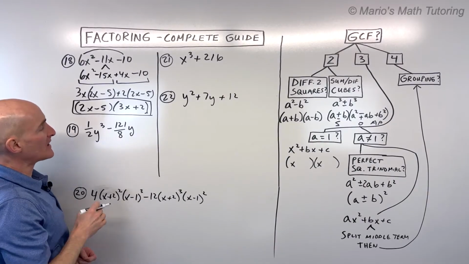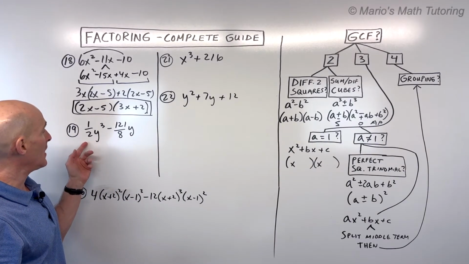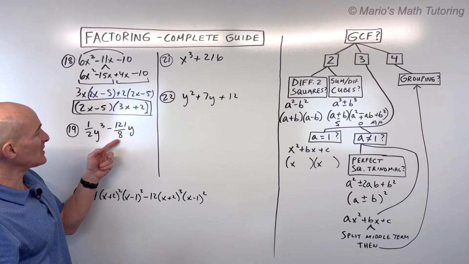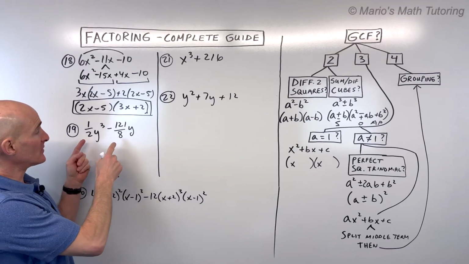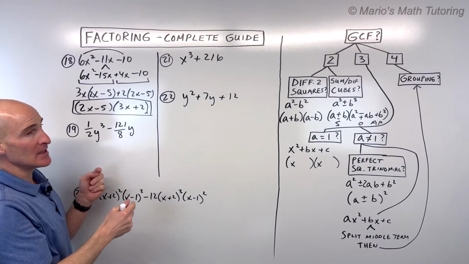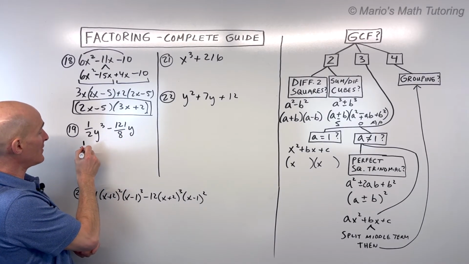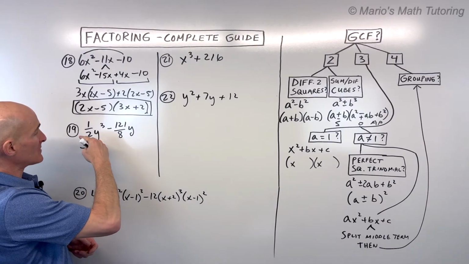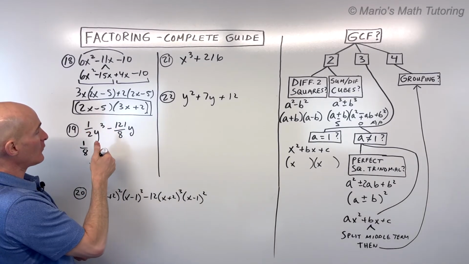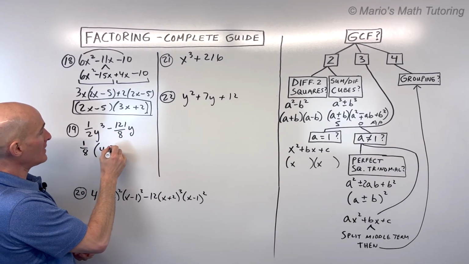Okay, let's look at number 19. So more fractions. What do you think on this one? Well, let's see if we can get rid of the denominators here by factoring out the least common multiple of 2 and 8. That's going to be 8. That's the smallest number that 2 and 8 both go into. So I'm going to factor out a 1/8, which I'm going to multiply by the reciprocal. So if I multiply by 8 over 1, that's going to give us 4y.